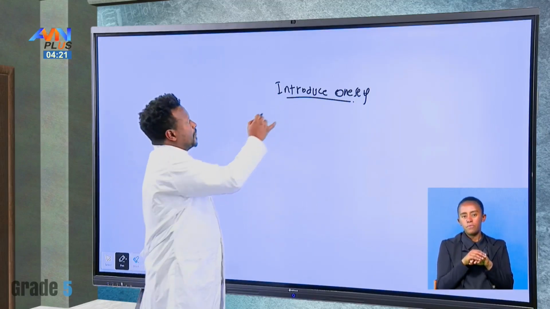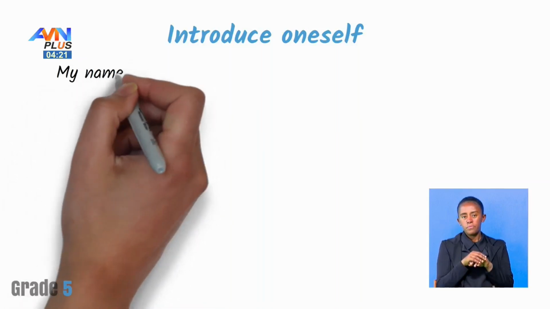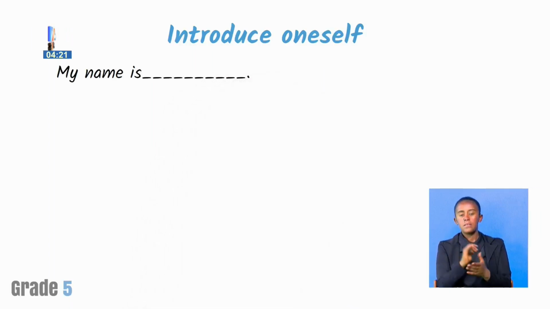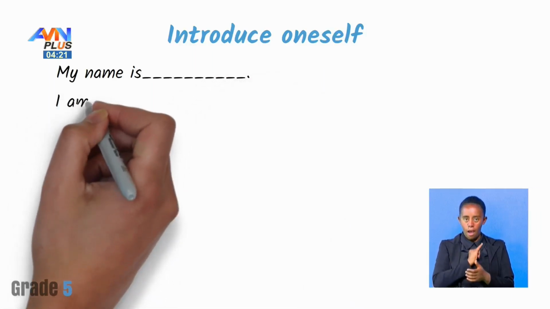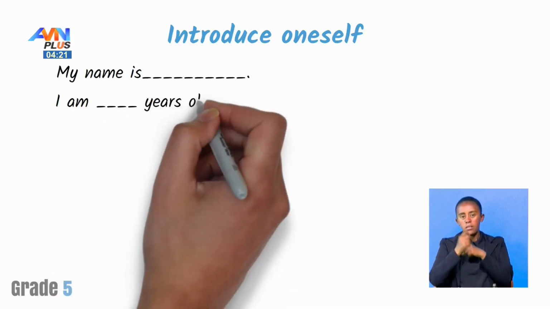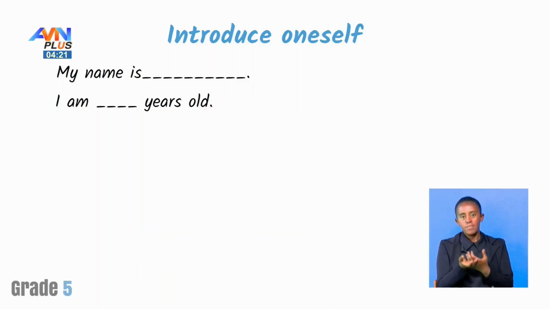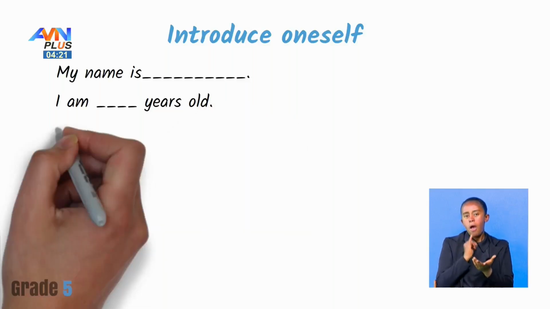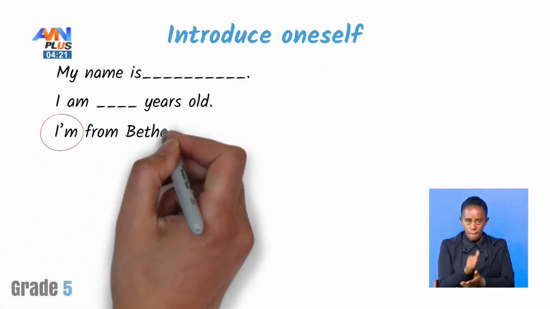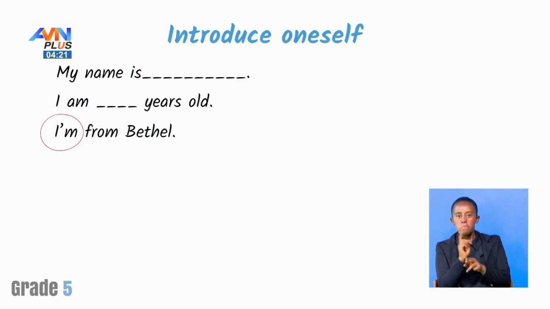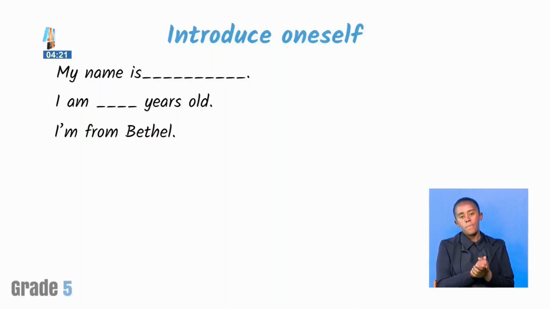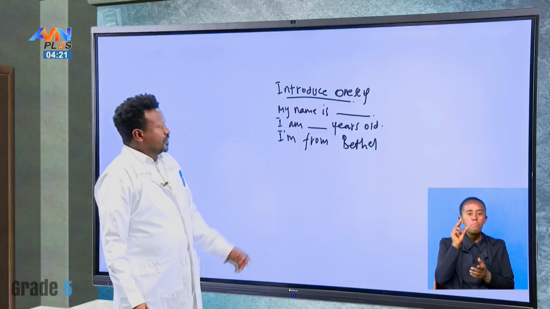Like, my name is, I am, at least you have to tell your age, okay? I am blank years old. And in addition to this, you can say I am from the place you are coming from, okay? This is a contraction form, I'm, okay? I am from Bethel, the place you are coming from.